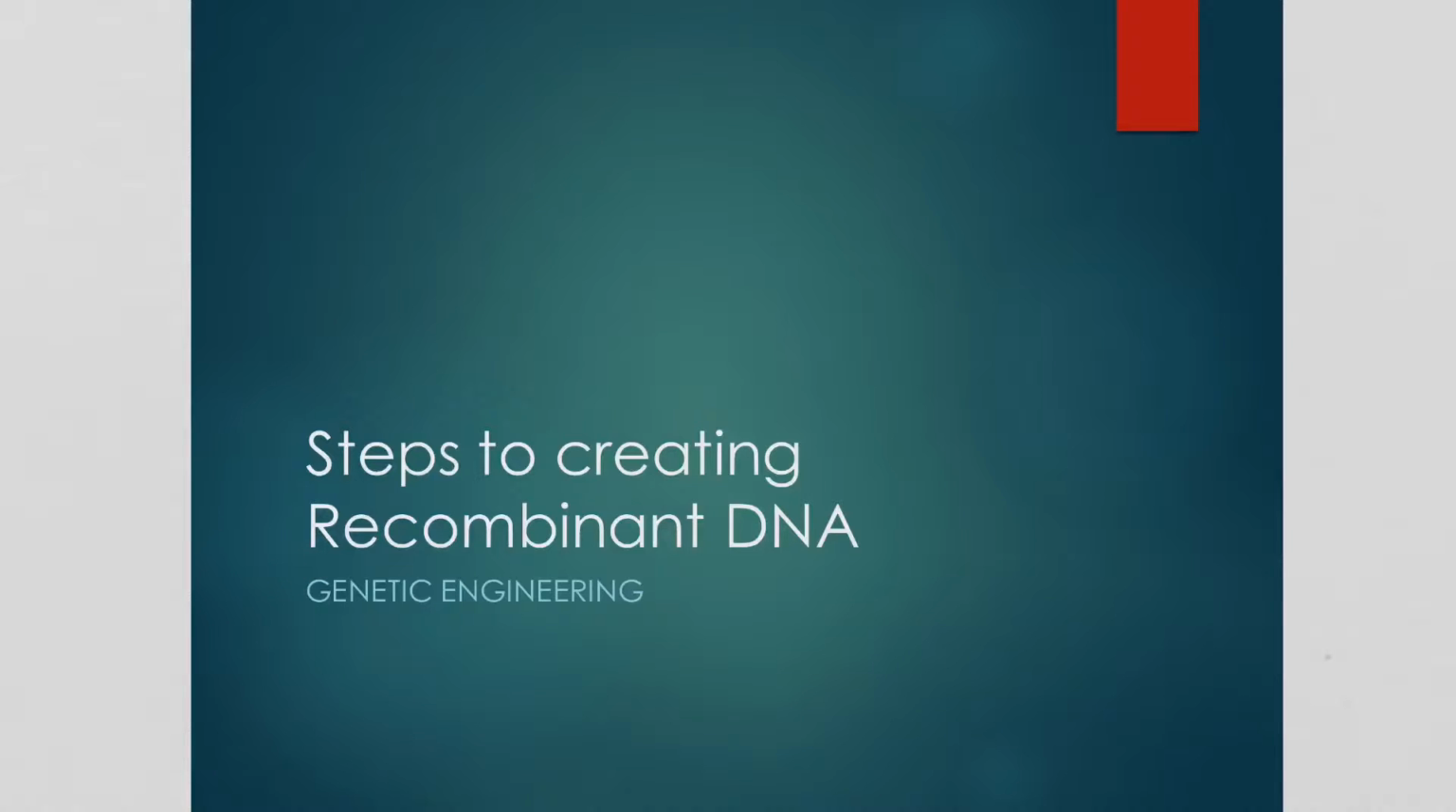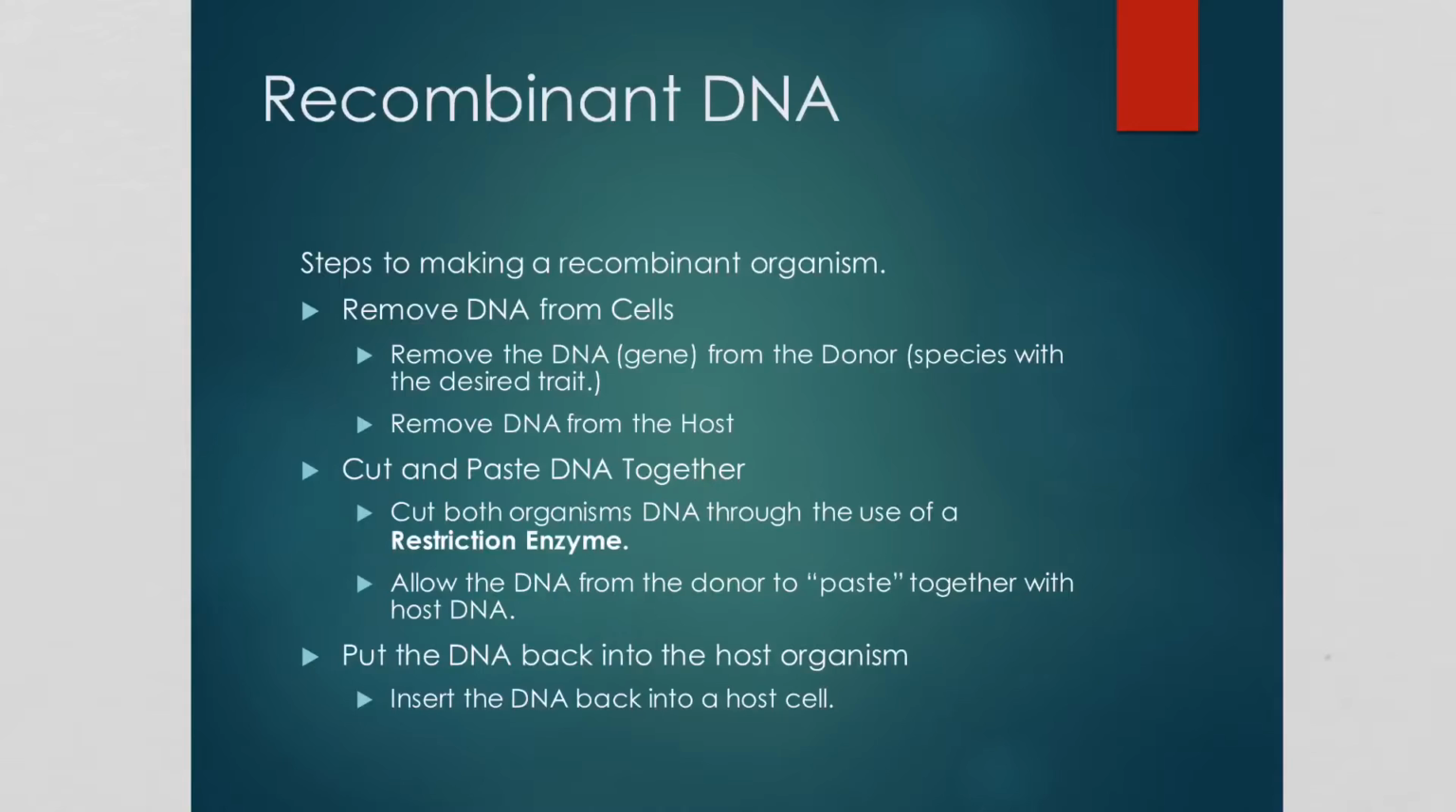So let's talk about how this is actually done. How do you combine the DNA of 2 organisms together? And it's actually a 3-step process. So we're going to talk about these 3 steps in detail, but the steps in general to make a recombinant DNA is the first step is that you need to remove the DNA from both organisms. So you need to remove the DNA from their cells. You need to remove the DNA or the gene from the donor, the species that you have the desired trait, and you need to remove the DNA from the host.